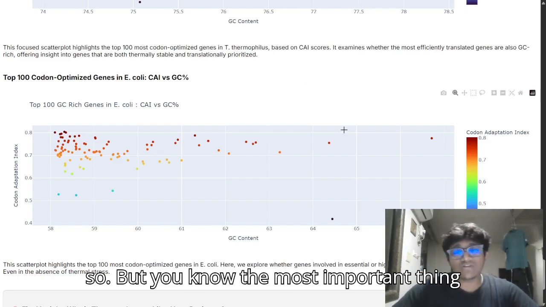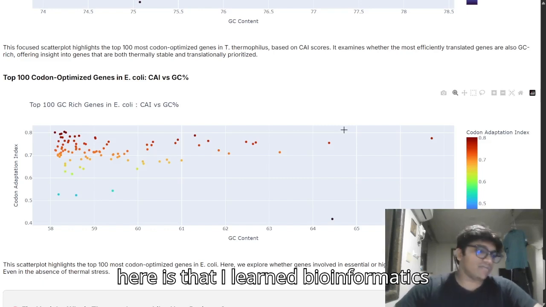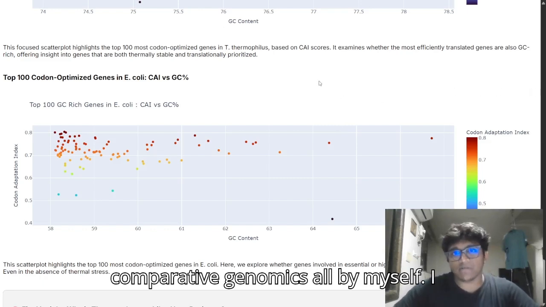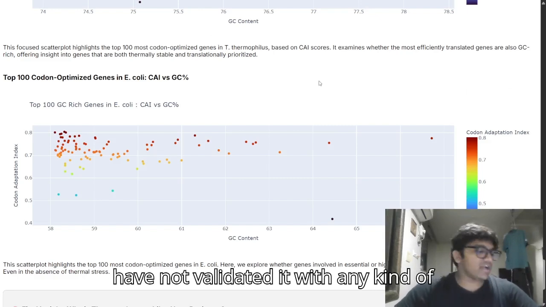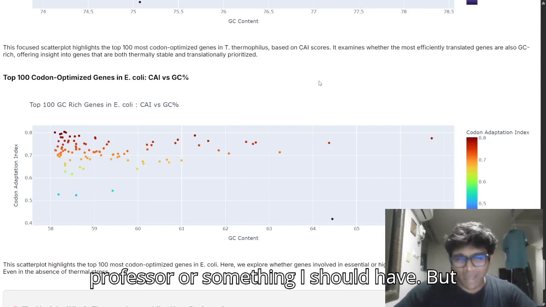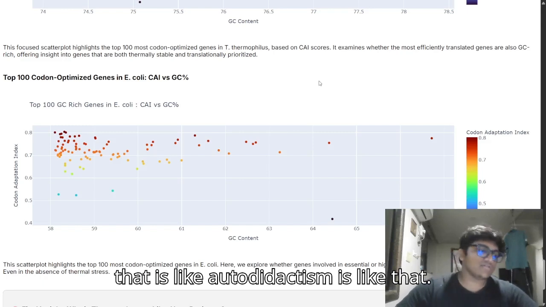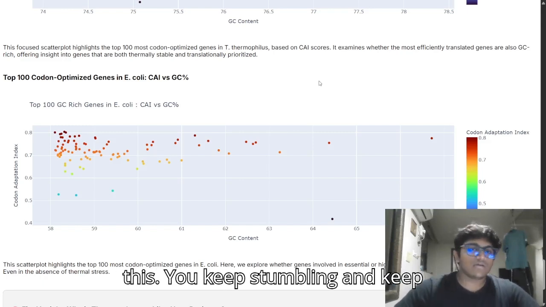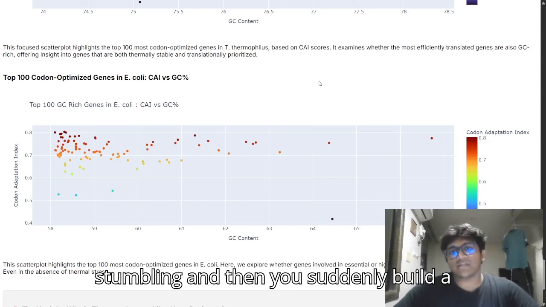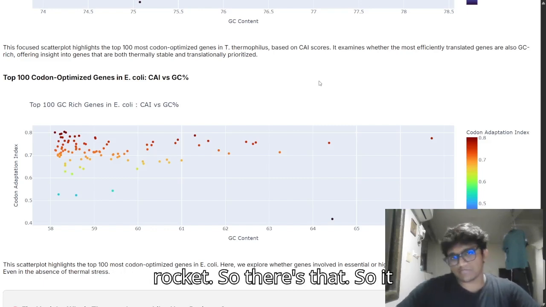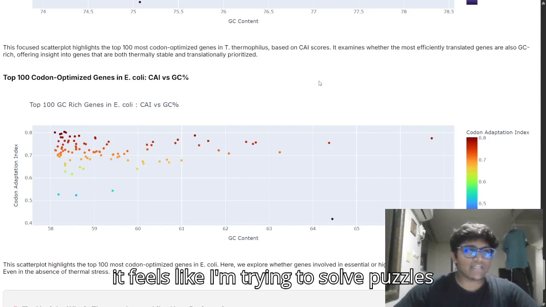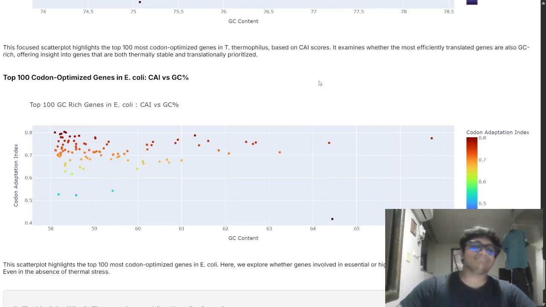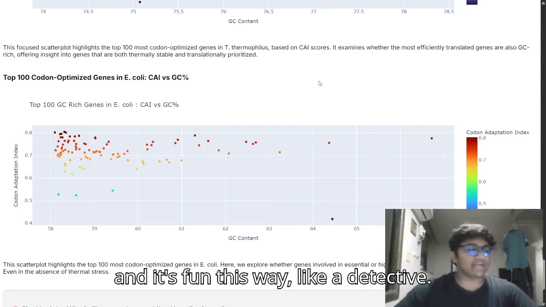But the most important thing here is that I learned bioinformatics. This is an exercise in comparative genomics, all by myself. I have not validated it with any professor or anyone. I should have, but autodidactism is like that. You learn by yourself, you keep stumbling, and then you suddenly build a rocket. So it feels like I'm trying to solve puzzles, and it's fun this way, like a detective.